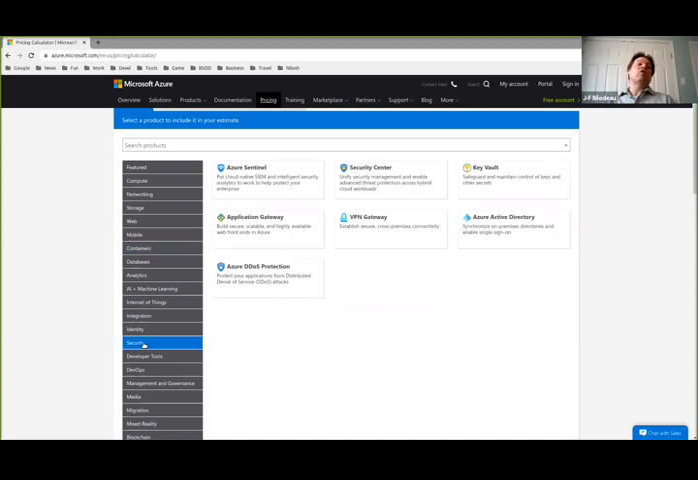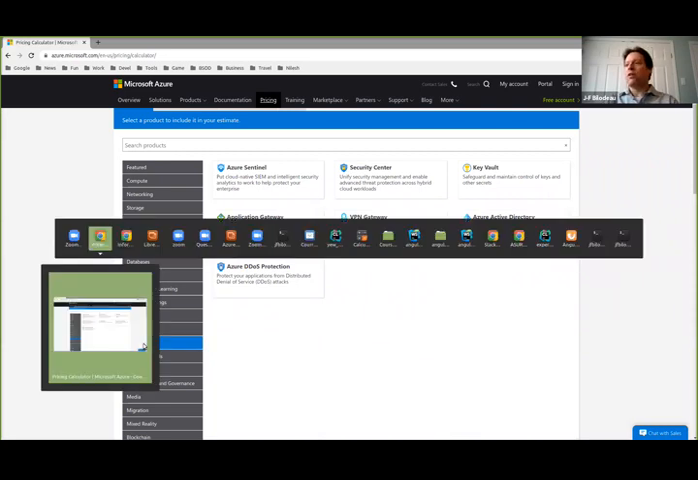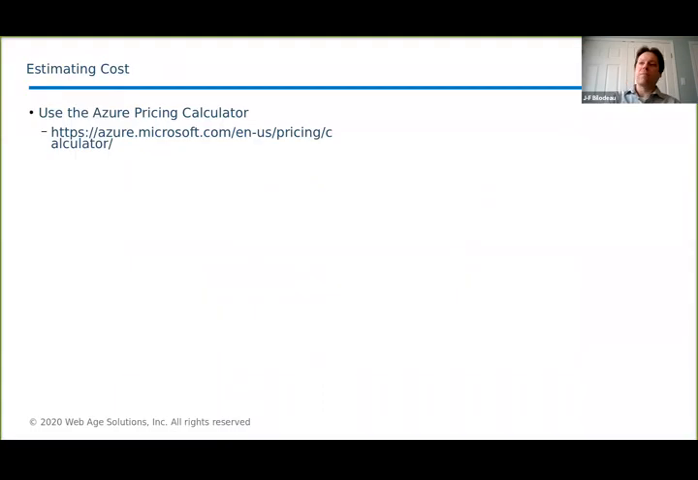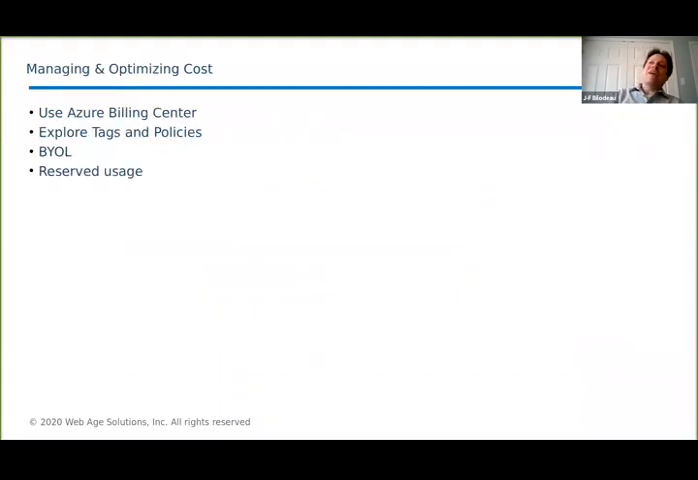So I can use that over here to create a fairly accurate estimate of how much this is going to cost me, how much those resources are going to cost me. When it comes to managing and optimizing our costs, we have the Azure Billing Center available for us, where we can see a detailed breakdown of where our money is going on a day-by-day basis. We can also get fairly detailed forecasts of where our money is going in Azure. That's something I would recommend that we explore.